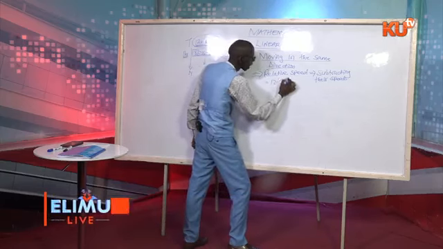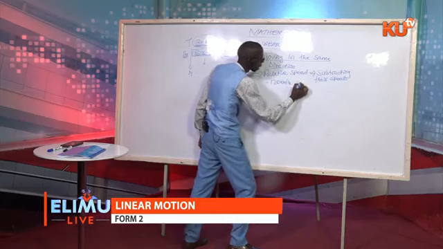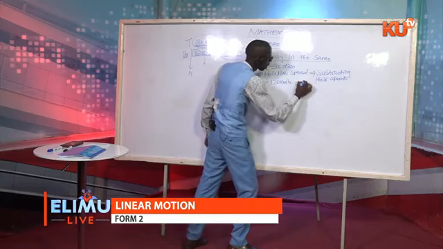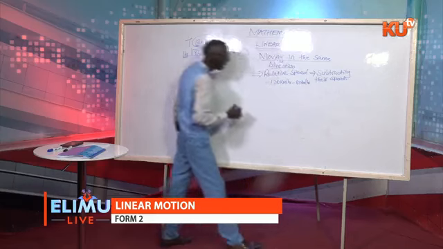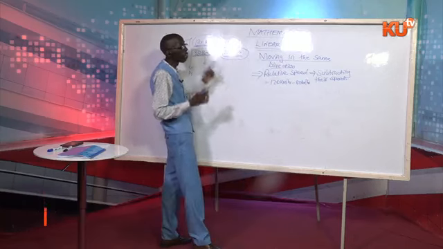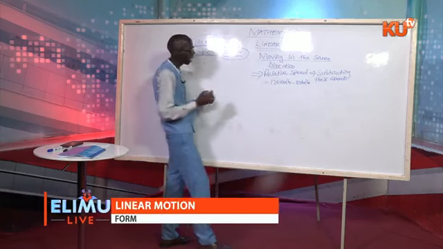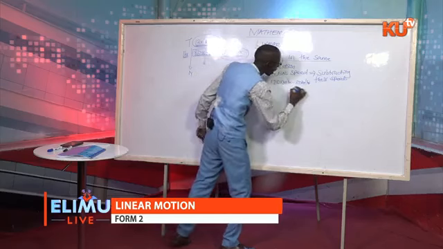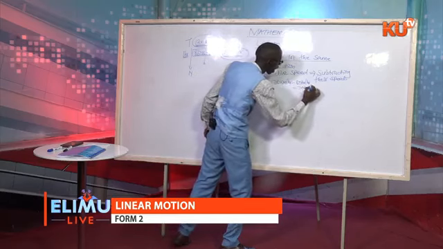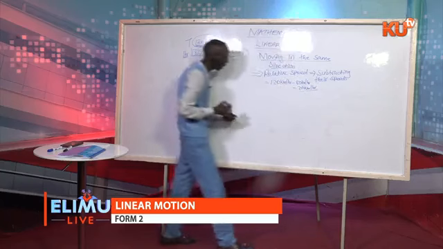120 kilometers per hour minus 80 kilometers per hour. That is how we get relative speed for vehicles moving in the same direction. And this will be 20 kilometers per hour. That was just an illustration.